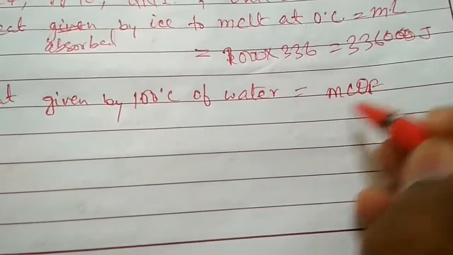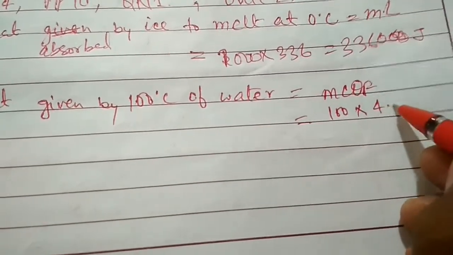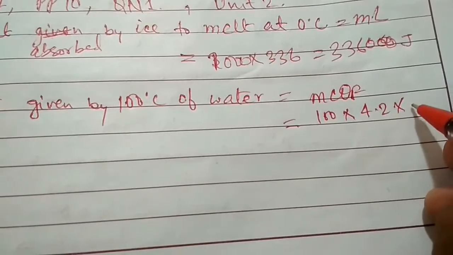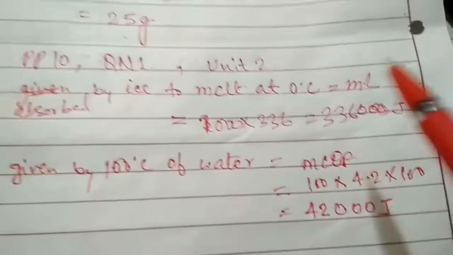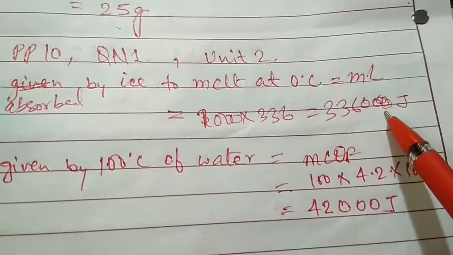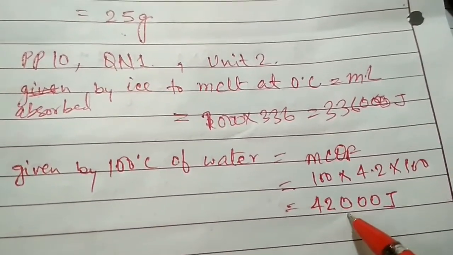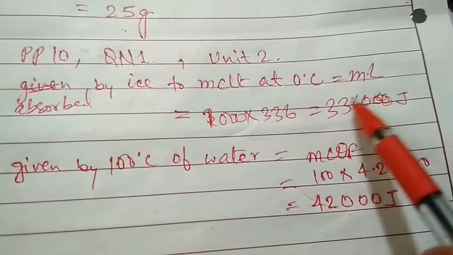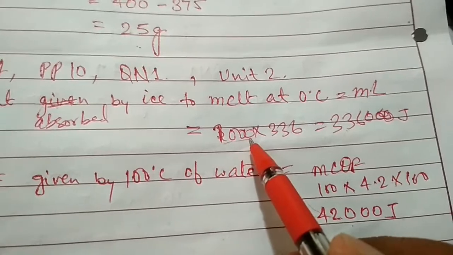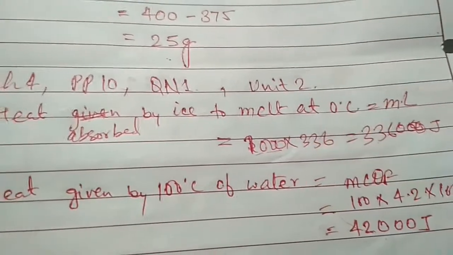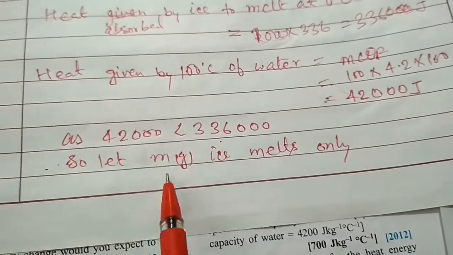Now heat given by water at 100 degrees Celsius, means the water is falling from 100 to 0, so m c theta fall. Mass of water is 100 gram. Specific heat capacity of water is 4.2, and theta fall from 100 is coming to 0. So 100. So it comes to 42,000 joule. And here 336,000 it is, which means this amount of energy is more than enough and this is less. If this energy is given to ice, the total ice will not melt, some ice will be left there. So instead of taking 1000, we will take let m gram of ice melts, as 42,000 is less than 336,000 joule.